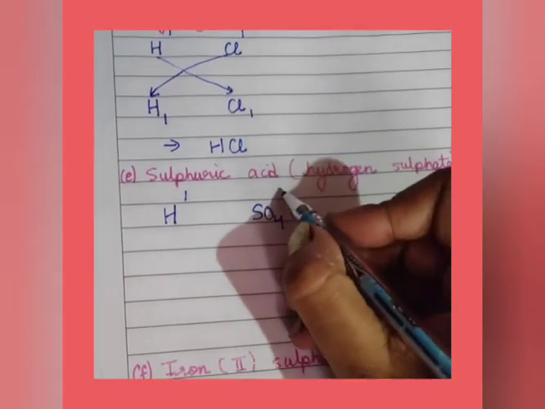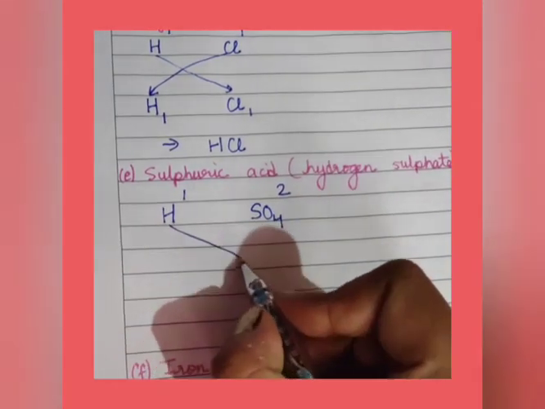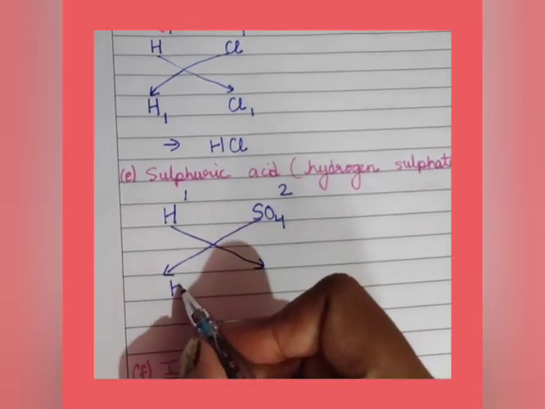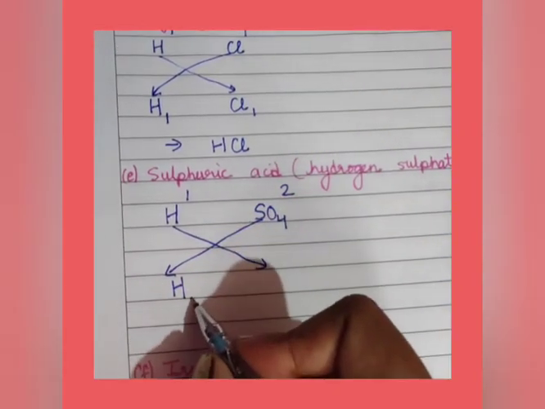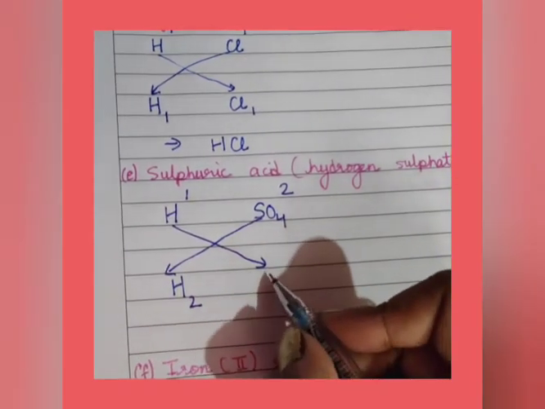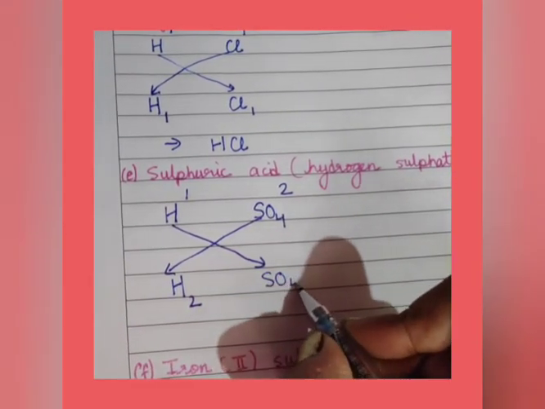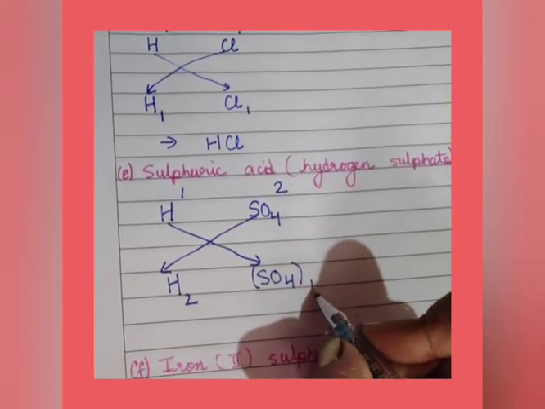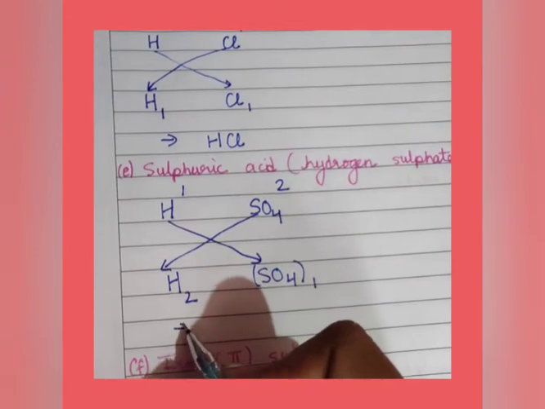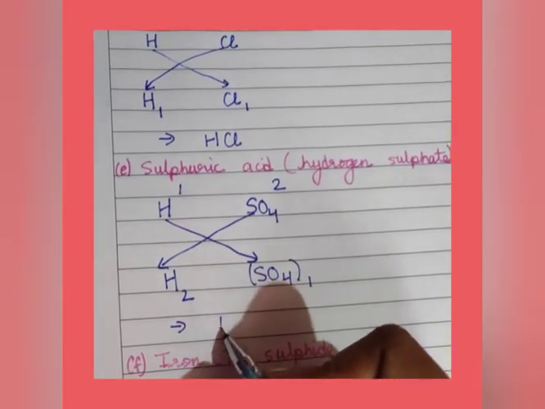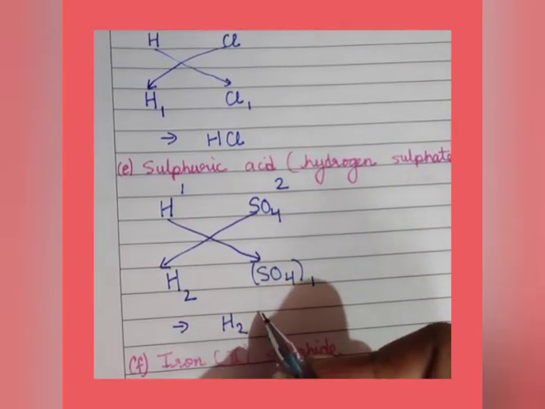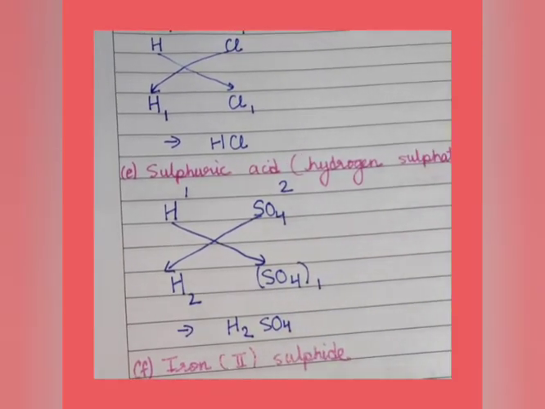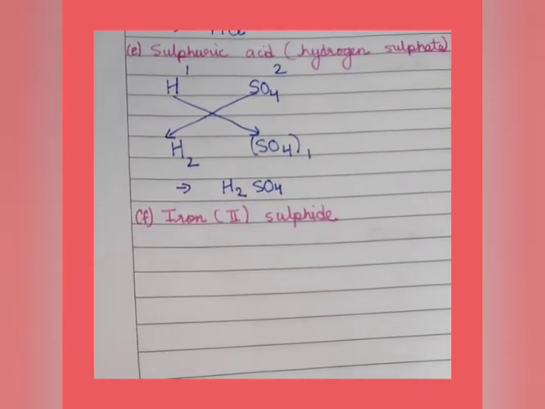SO4. And what is its valency? 2. Now they are going to interchange their valencies. So here 2 will come as subscript. Then we have SO4. Since it is a polyatomic ion, we will write it in bracket. Then we will put 1. But as you know, we can ignore 1. So the formula is H2SO4.